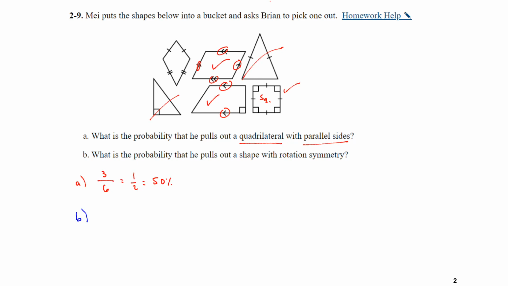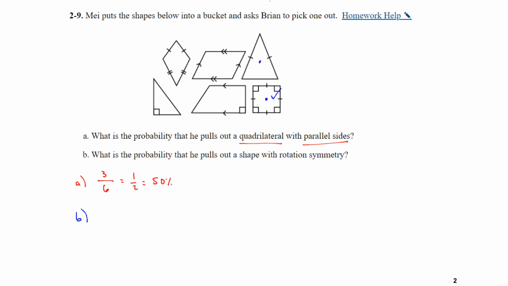On B, what is the probability that he pulls out a shape with rotation symmetry? So let me erase that, and then let's look at rotation symmetry. So what do we have here? The square, let's start with maybe the easy one to see, has rotation symmetry. From the center here, you could rotate it around 90 degrees. So that would work. This triangle is an isosceles triangle, so for rotating it to work it would have to be equilateral, so that one won't work.